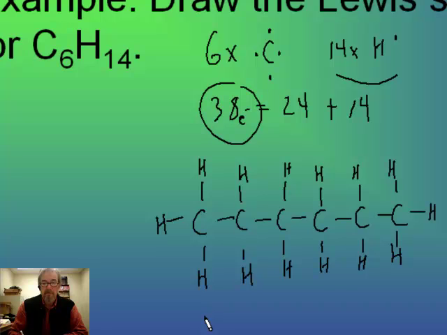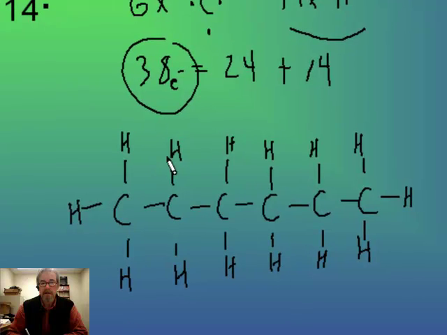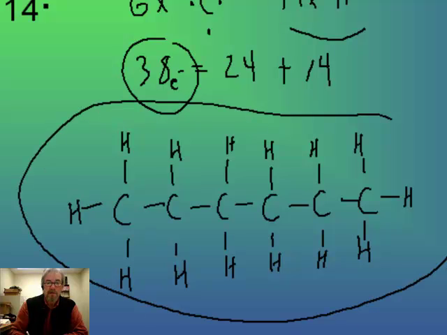Everything has a full octet. All carbons are surrounded by 4 bonds. And if I count up the electrons, they're all in bonds, so it's 2, 4, 6, 8, 10, 12, 14, 16, 18, 20, 22, 24, 26, 28, 30, 32, 34, 36, 38 electrons. There's my structure.